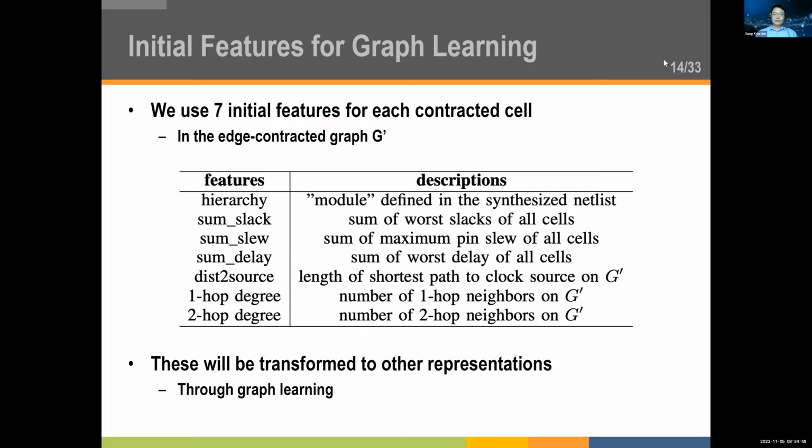And then something interesting is length of shortest path to clock source. So of course, timing is pretty important, and the clock has huge impact on timing. So we want to make use of some real information related to clock. So shortest path to clock source is something that we use as a feature. And these 7 numbers will become 128 numbers later on during GNN training.